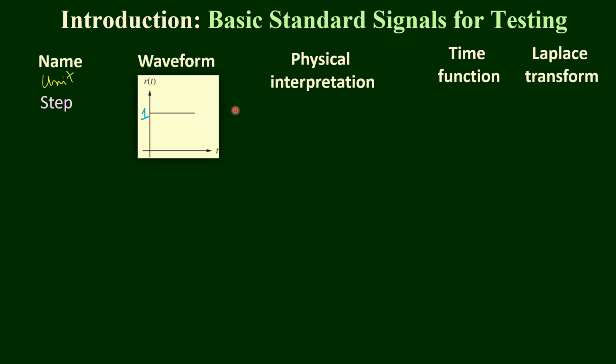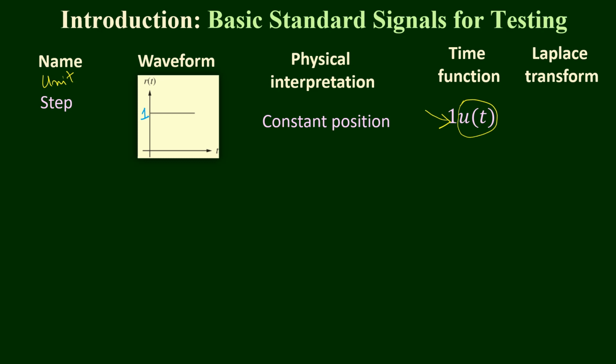Physically it is a constant, or the position function. So we say constant position. In the time domain we normally write it as u of t, and whenever we write u of t, this means it is the unit step function. There is no need to write 1. I write it here just to emphasize that the magnitude of the function is 1.